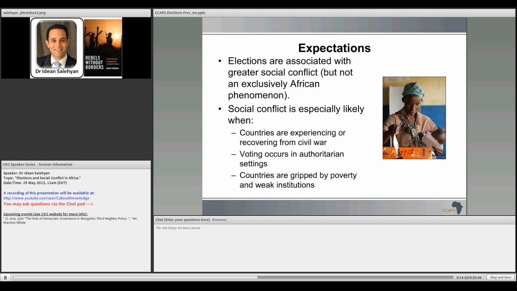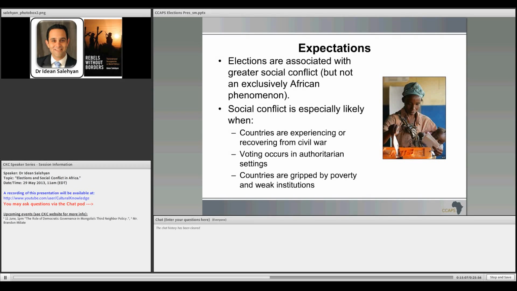So our expectation in this paper and in this research is that elections will be associated with greater social conflict. Here we're focusing on Africa, but we'd like to stress that this is not a phenomenon that's uniquely observed in Africa. Even in Western elections in the United States or Europe, elections are times of heightened political competition, and fraud and abuse exists throughout the world. But here we're focusing on Africa because it is emerging in a sense, democracies are starting to emerge and starting to solidify.